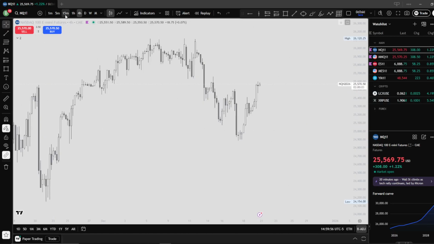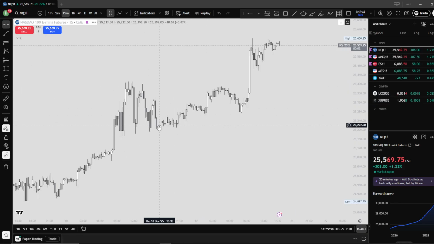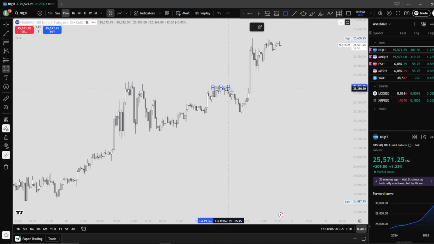We're right here at this point, but we have no market structure shift to the downside. And right here, this is our final little manipulation move before market open, right? In the market open, you can see we go off, but yeah.